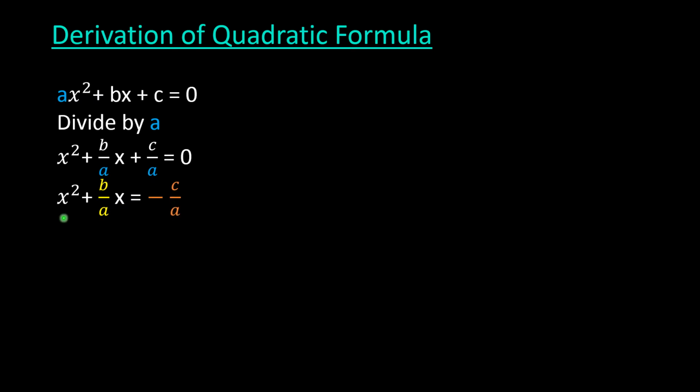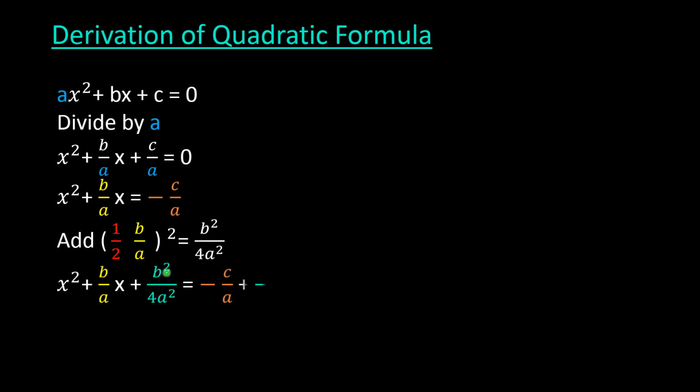Now we will add half multiplied by b divided by a whole square, where b divided by a is the coefficient of x here. So it will be b squared, 2a squared will be 4a squared. So we write plus b squared divided by 4a squared. Now in order to add these two terms, we have to make the denominator same.